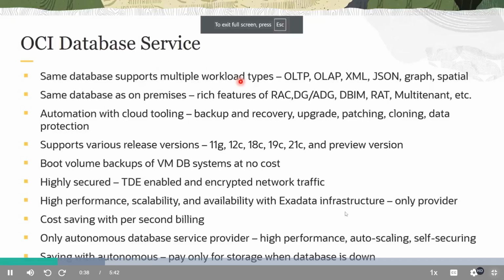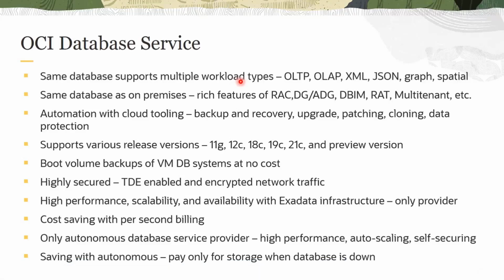For example, OLTP, warehouse, XML, JSON, graph, spatial, all can be in the same Oracle Database Cloud Service and can be integrated with the standard SQL interface instead of creating a separate database for a single workload type. Now, Oracle Database in OCI is the same as the on-premises Oracle Database in terms of release, version, and features. So there are no compatibility issues between your Oracle database in OCI and on-premises.